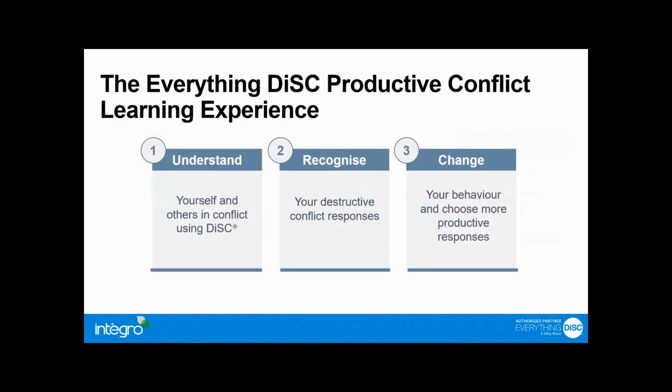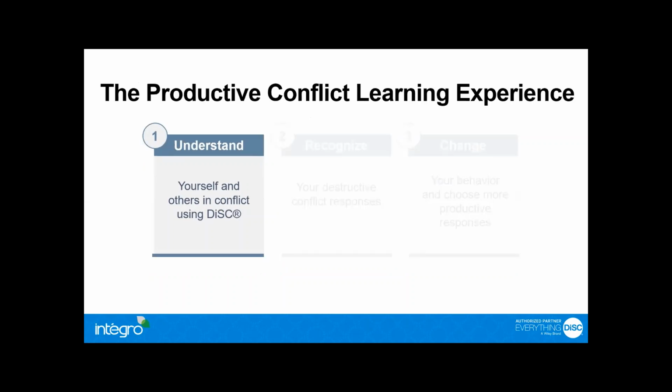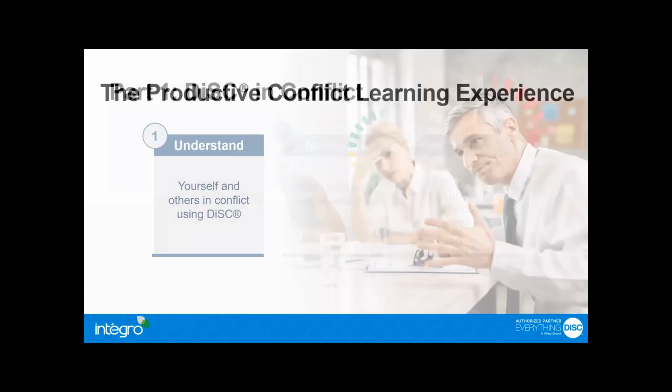And there's 3 parts to the profile, and actually 3 stages to the actual facilitation. So first of all, understanding yourself and others in conflict using DISC. Then we're going to look at the destructive conflict responses and recognize those that you might tend to use and those that you might find have the most difficulty dealing with when others use them. And then we're going to look at, well, how do we change that? How do we change our behavior to be more productive when we're in conflict situations? Okay, so first of all, understand, right?